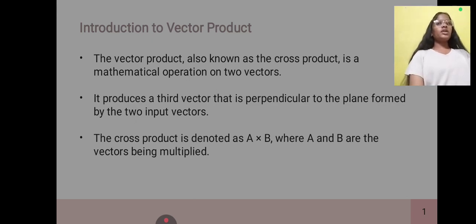Introduction to vector product. The vector product, also known as the cross product, is a mathematical operation on two vectors. It produces a third vector that is perpendicular to the plane formed by the two input vectors. The cross product is denoted as A cross B, where A and B are the vectors being multiplied.